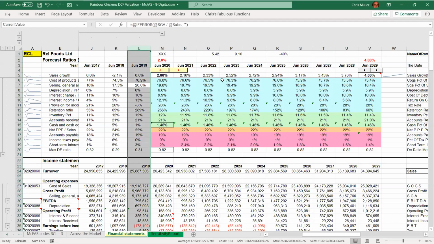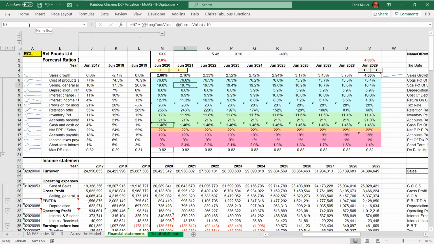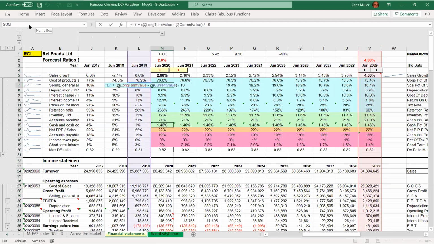I've got this column here, you can see is called current value. And this column here is called long-term value. And so really I need the difference between the two. So my formula says, please take the value before, the L7, and please add to it the difference between my long-term value and my current value. And I'm going to do this in 10 steps. So let's divide by 10. So only do it a tenth of the value.